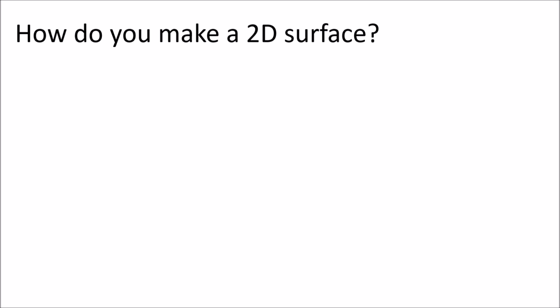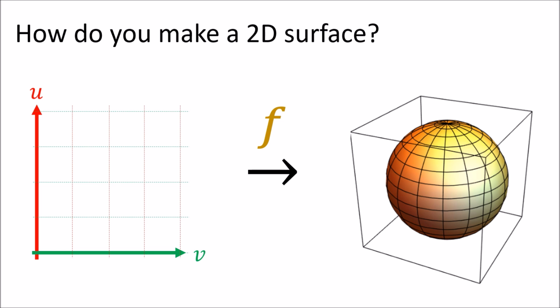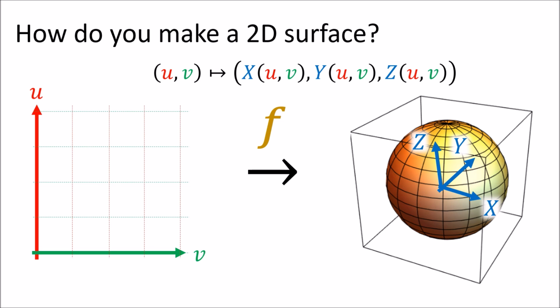Well, the most common way is to start with the flat 2D plane with UV coordinates and put the UV plane through some sort of function which will stretch and transform the plane so that it becomes a 2D surface living in 3D space. Basically, we take every UV point in this plane and assign it some coordinates in 3D space, given by capital X, capital Y, and capital Z.